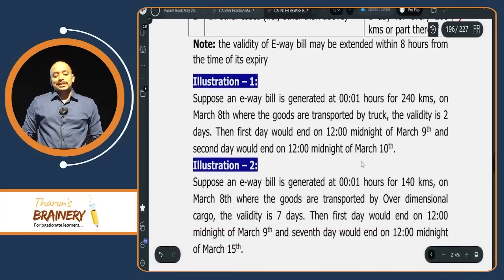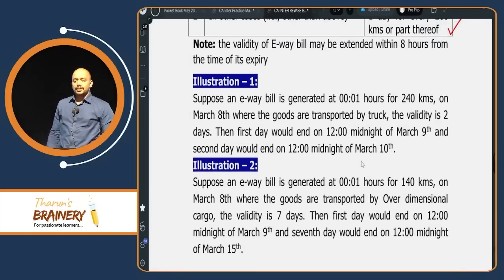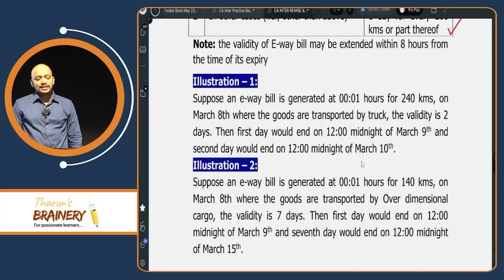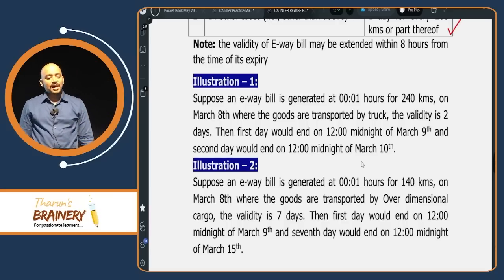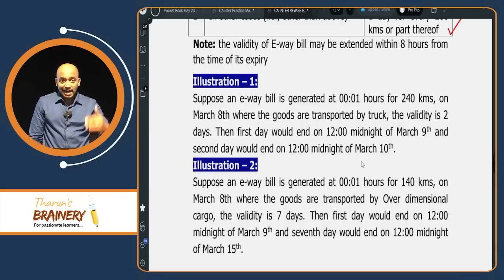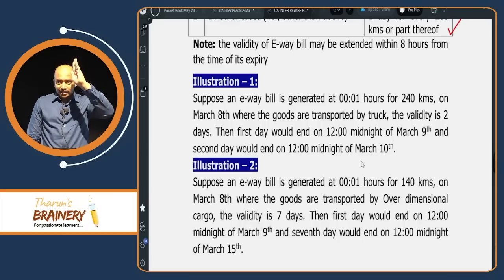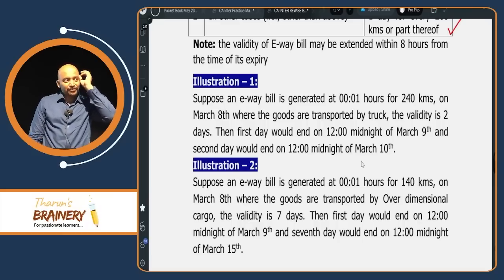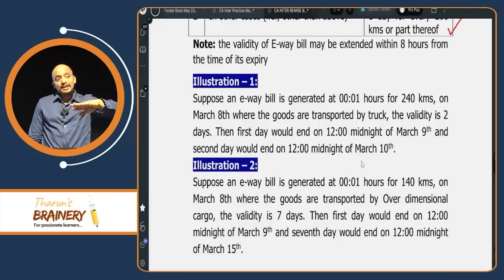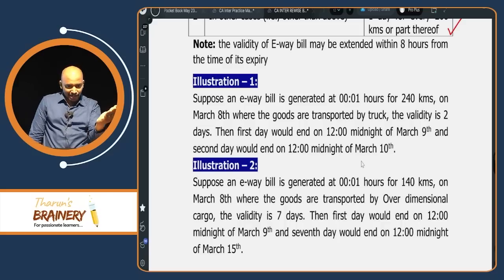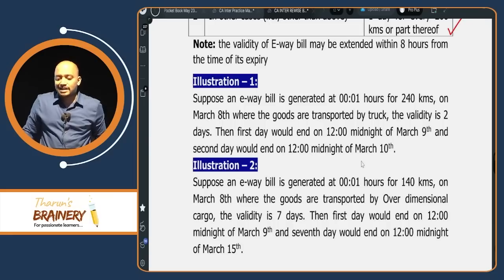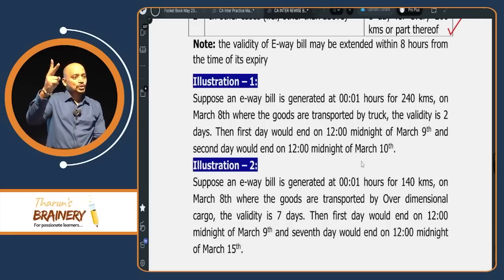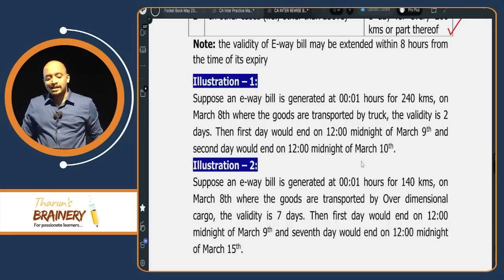Okay. So see this. Illustration 1. Suppose an e-waybill is generated at 01 hours for 240 kilometers on March 8th. March 8th, early morning, like midnight of March 7th. And that day only it started. March 8th it started. So now the validity will be for how many days? 2 days. When will the validity end?